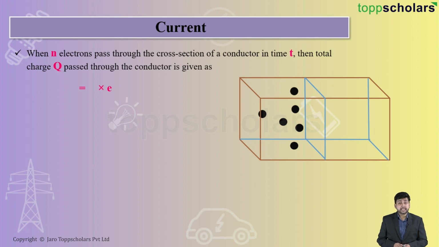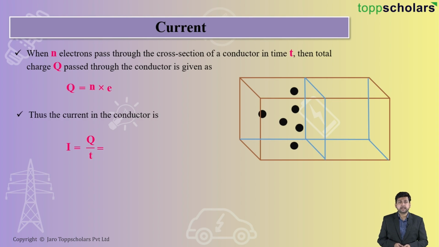Now, what is e exactly? e is the charge of each electron. Therefore, Q will be equal to n into e. Now, what is exactly n? n is the number of electrons and e is the charge of each electron.